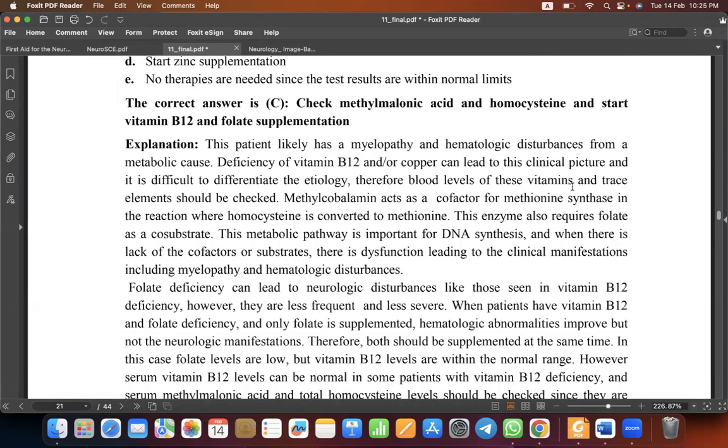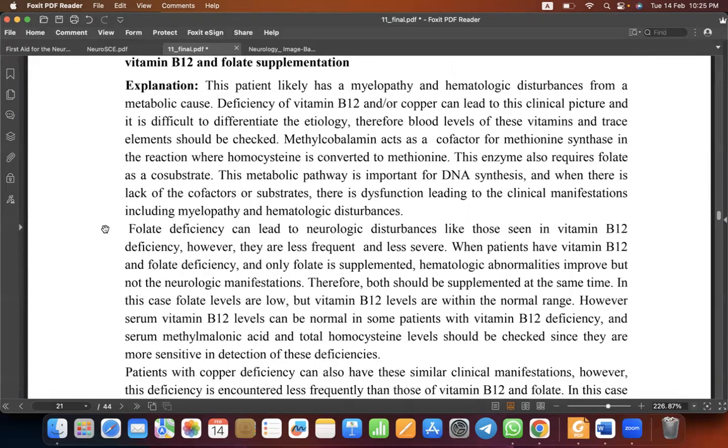Methylcobalamin, or B12, is a cofactor for methionine synthesis. As I discussed earlier, in that reaction homocysteine is converted to methionine. Sometimes the B12 level can be normal, but if a patient with normal B12 and myelopathy has abnormal homocysteine or methylmalonic acid, you should think of B12 deficiency as well.